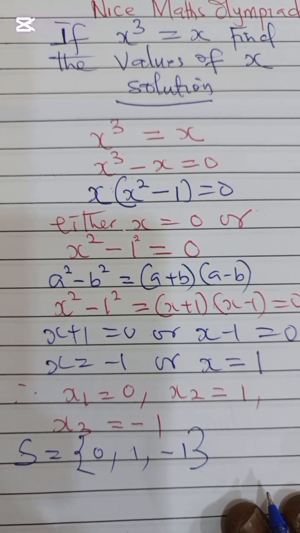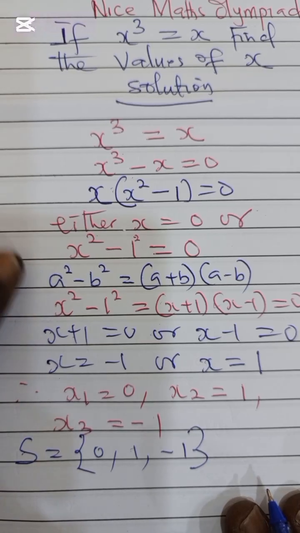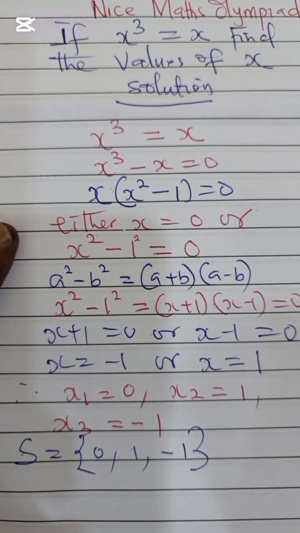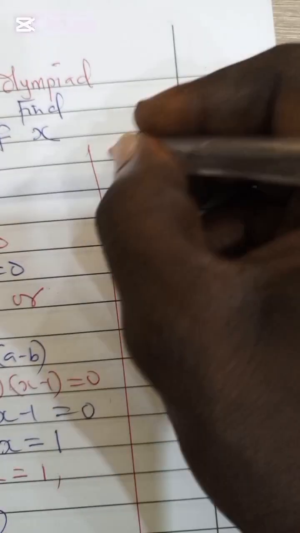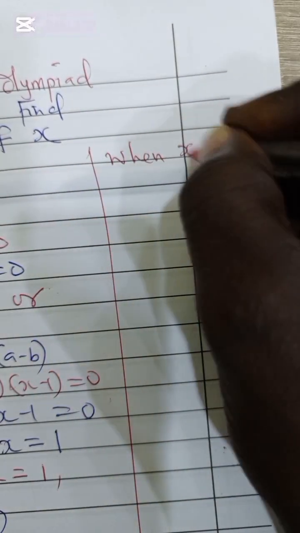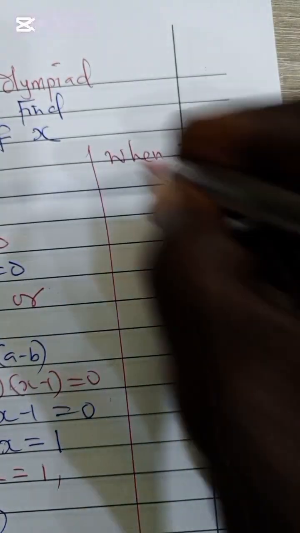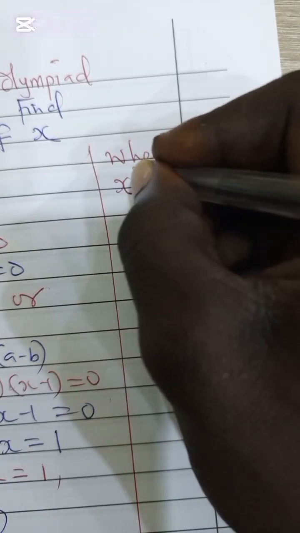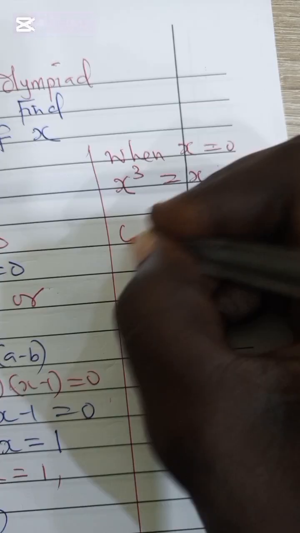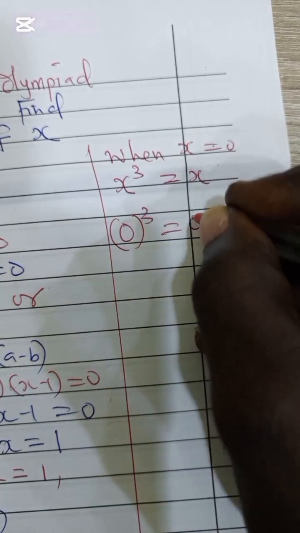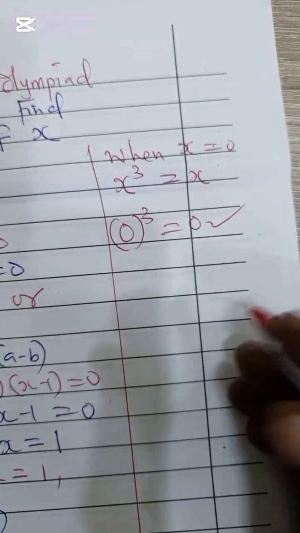Any solution we pick here will satisfy this equation. Let's check. That's what we call to check. Let's check and see whether it will satisfy. So let's pick when x is 0. Is it going to satisfy? Recall that the equation is x cubed equals x. So let's substitute x as 0. 0 cubed, is it the same thing as 0? Of course, yes. This one satisfies.